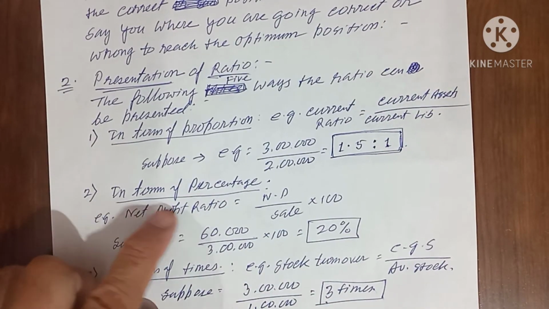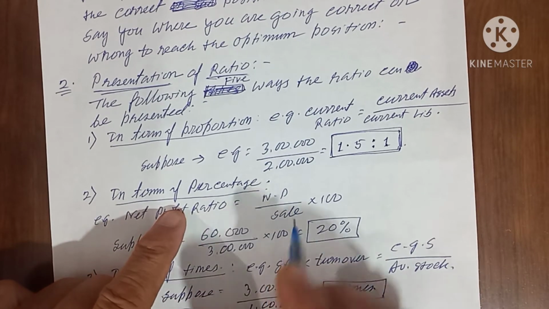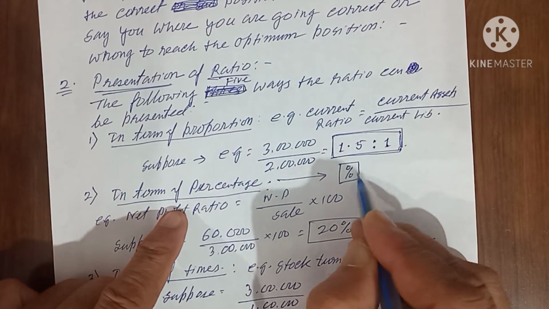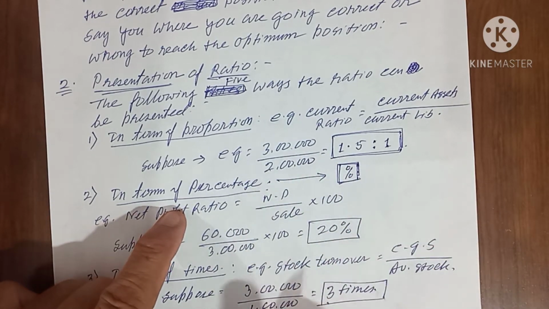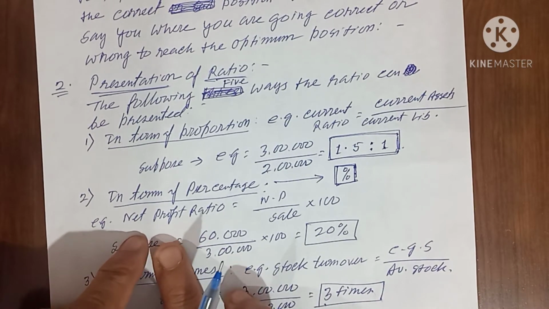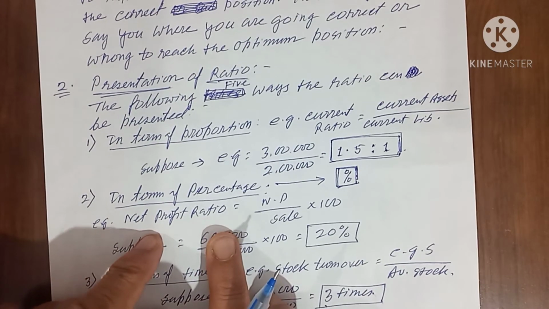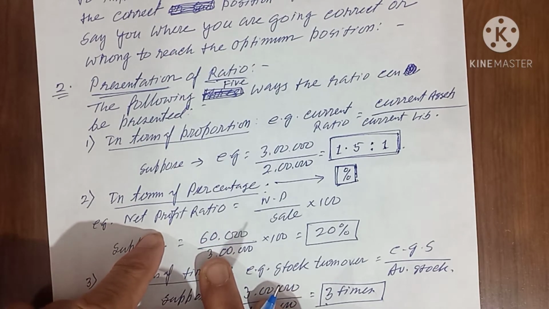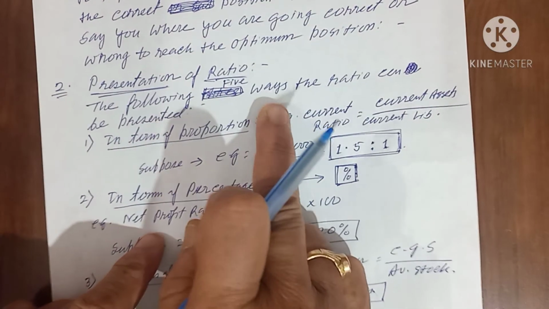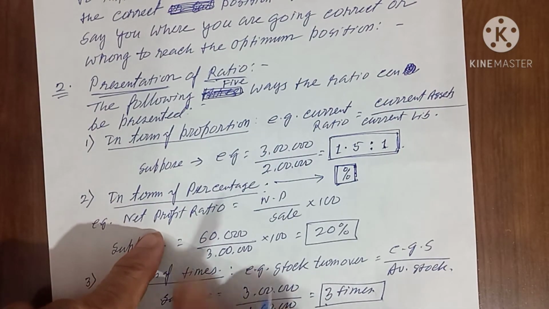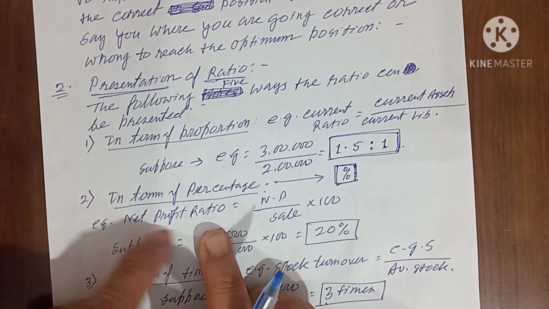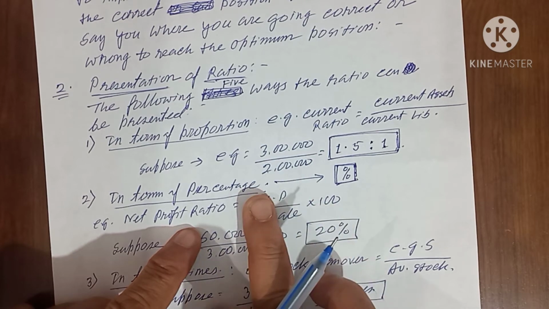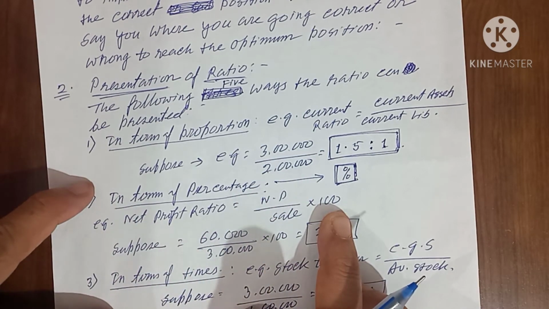Next is in terms of percentage. All of you know the percentage symbol. It can be expressed in terms of percentage also. For example, the net profit ratio, which will come afterwards. I have taken one formula as an example to make you understand the 5 ways a ratio can be expressed. The second is the net profit ratio. Net profit ratio is equal to net profit by sales into 100. That is the formula. It will come after this in detail.